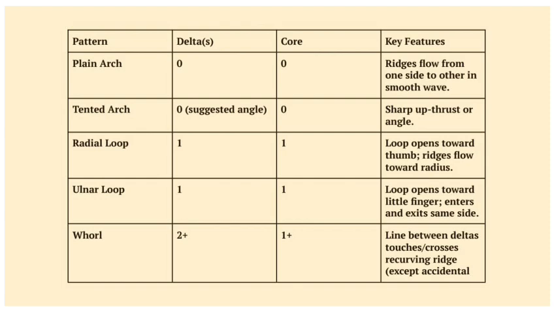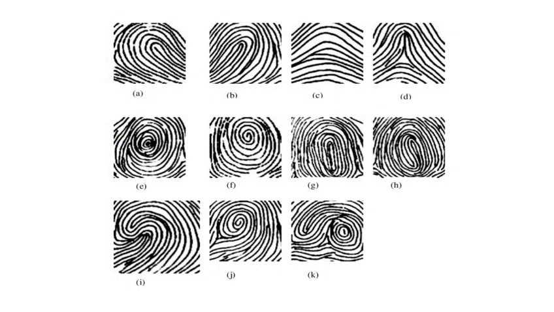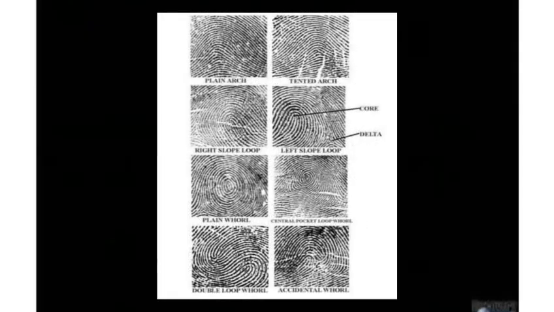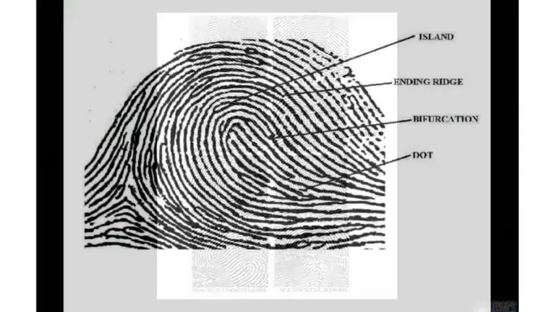Third, radial loop, number of deltas 1, core 1, key feature, loop opens towards the thumb, ridge flow towards the radius. Fourth, ulnar loop, number of deltas 1, core 1, key feature, loop opens towards the little finger, enters and exits the same side. Now the fifth one, whorl, number of deltas 2 plus, core 1 plus, key feature, line between deltas touches or crosses recurving ridge except accidental. These are the diagrammatic representations of types of fingerprints we discussed above.